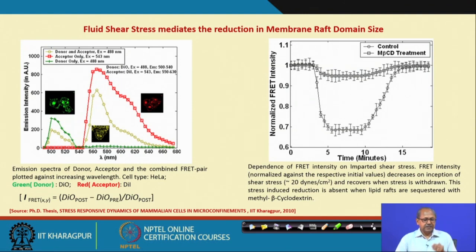The FRET intensity is normalized with respect to control, and we are plotting the normalized FRET intensity with respect to time when we are imparting flow of 20 dynes per square centimeter. What you are seeing is that when you are imparting flow, the FRET intensity is decreasing. Then when you are withdrawing the flow, it recovers the FRET again. What this means is that when you are giving the flow, lipid rafts are disrupting, meaning the two fluorophores are separated by distance, and when you are withdrawing flow, they are coming closer together again to assemble the lipid raft.